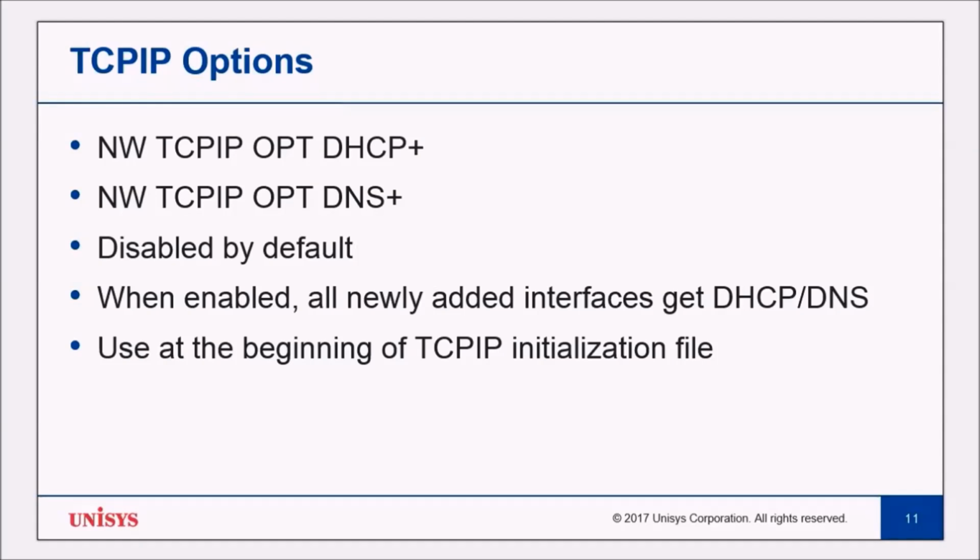When they are enabled, any interfaces that are subsequently added get the DHCP or Dynamic DNS properties by default unless the operator specifies DHCP- or DNS-. When they are disabled, all interfaces must specify DHCP+ or DNS+ to enable these properties. An easy way to enable DHCP and Dynamic DNS on all interfaces is to add nwtcpip option DHCP+ and nwtcpip option DNS+ at the beginning of the TCPIP initialization file.